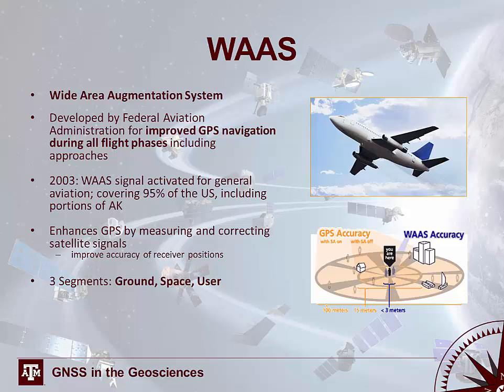So first, a little bit more about WAAS. WAAS stands for Wide Area Augmentation System. It was developed by the FAA, or Federal Aviation Administration, for improved GPS navigation during all flight phases, including approaches. In 2003, the WAAS signal was activated for general aviation, which covers 95% of the U.S., including areas of Alaska. This system enhances GPS measurements by measuring and correcting the satellite signals, so it's a way to improve the accuracy of receiver positions. And similar to the GPS system as a whole, it also has three segments: a ground, a space, and a user segment. This should sound very similar to the GPS system as a whole.